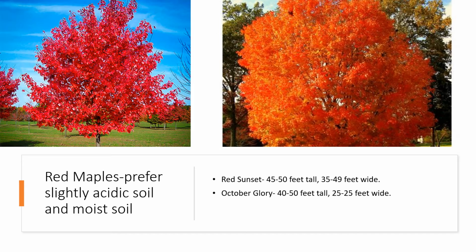And then on the right there, we have October Glory. It grows about 40 to 50 feet tall and about 25 feet wide. There's a typo there, 25 to 25 feet wide, but you get the gist of it. And it's a nice orange fall color. It's more of what you would think of as a sugar maple look to it, but it's also a gorgeous red maple selection. There's a lot of different new red maple selections on the market now. Most of them are really nice plants.